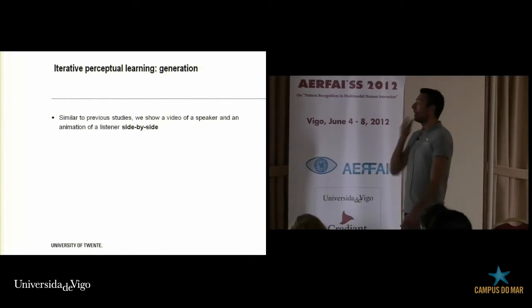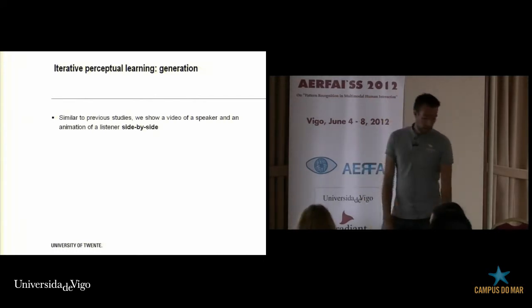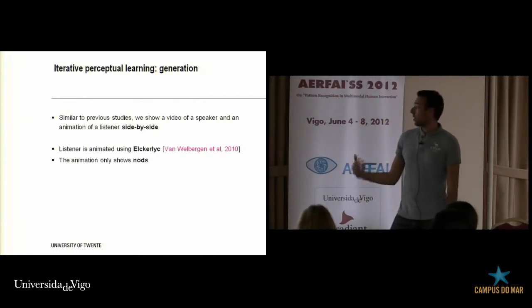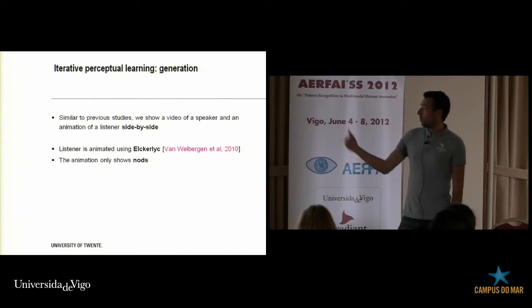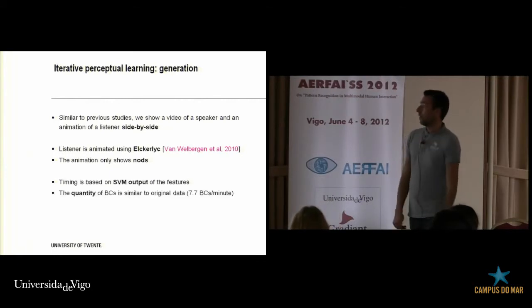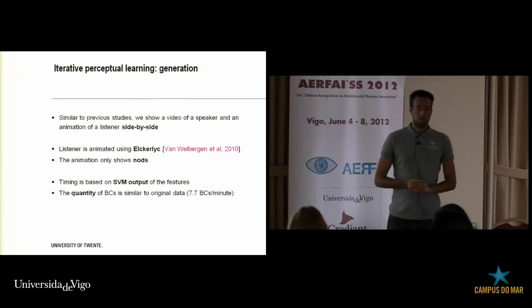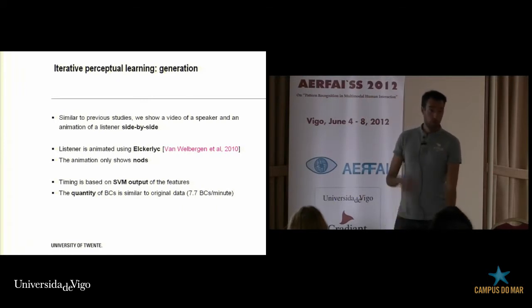If we look at generation, we do the same as in our previous studies. We animate the virtual listener and put it side by side, using the animation platform, and this time we only show the nods, so we are not going to look at type. Timing is based on SVM output, and we stick to 7.7 back channels per minute. We can do this because we do this offline.